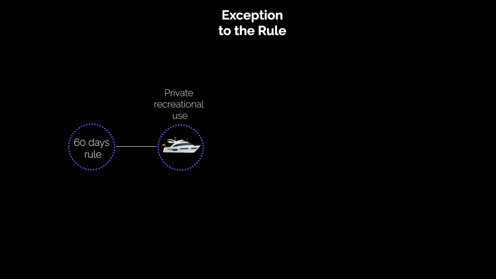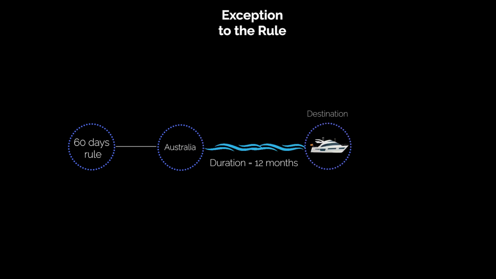There is, however, an exception to the 60 days rule, which is for new boats sold for private recreational use if the boat is exported from Australia within 12 months. In other words, the 60 days become 12 months in case of export of private recreational boat.